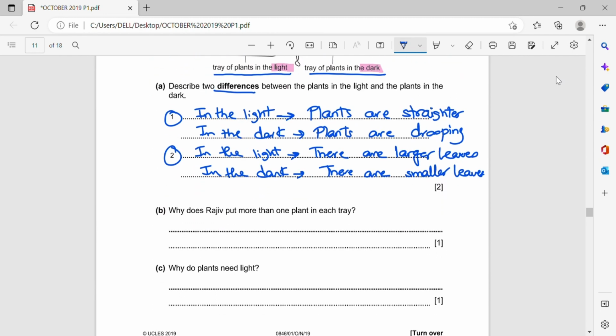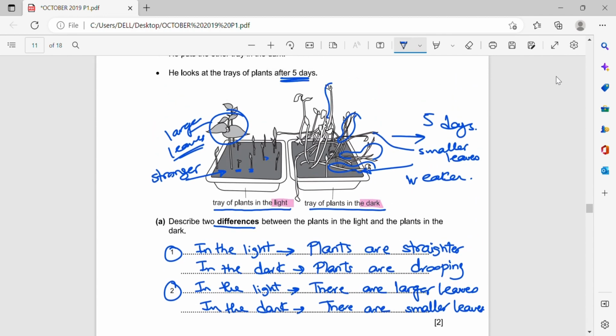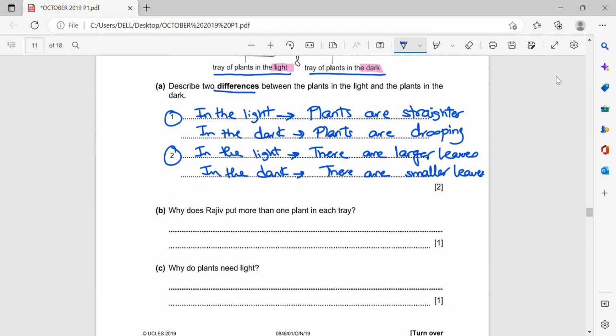Okay. Why does Rajiv put more than one plant in each tray? Why did he put more than one plant in each tray? He increased the number of plants here, why? To make his results more reliable. So to make his experiment more reliable, more plants means more evidence in front of him.